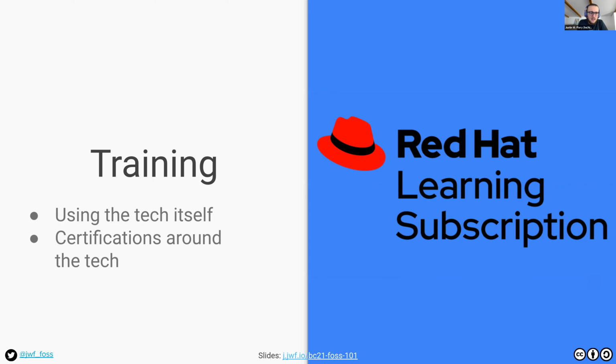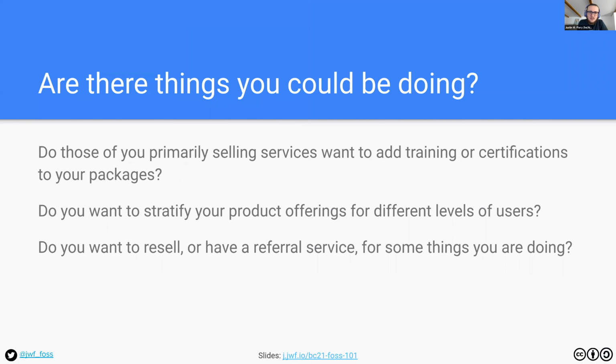Looking at some of these 7 examples, are there things that you could be doing? Some helpful questions to think through as you're building out these open source strategies: do those of you primarily selling a service want to add things like training or certifications to your packages? Do you want to stratify your product offerings for different levels of users? Or do you want to resell or have a referral service for some of the things that you're doing? These are all questions around open source sustainability. Fortunately, you will have a chance to work with the UNICEF Office of Innovation and get coaching on some of these things over your contract periods.